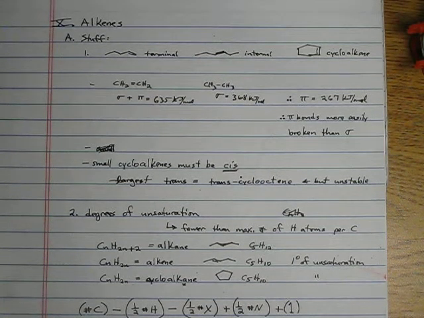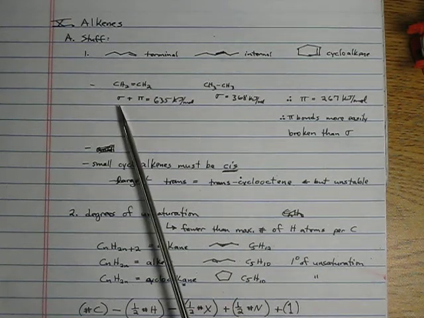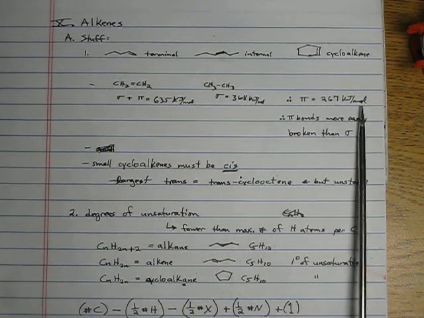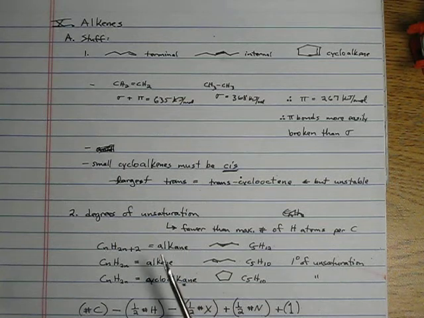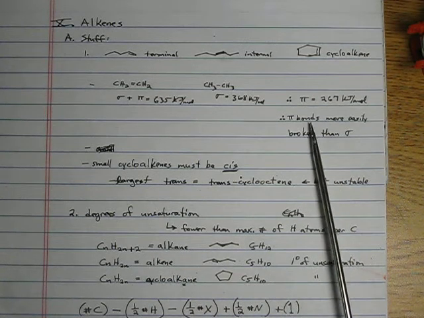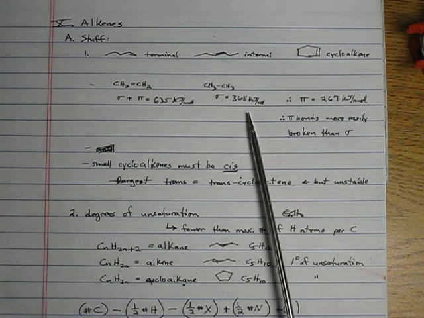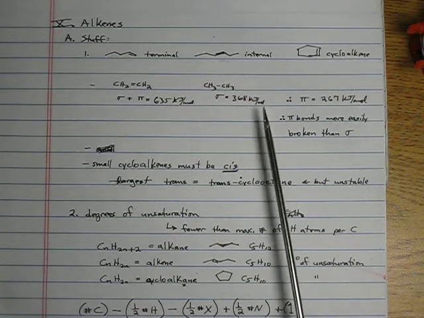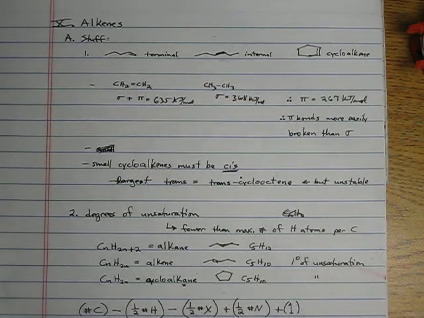Just doing a little quick math, if the sigma bond is 368, the pi bond must be 267 kilojoules per mole to get this total for the double bond, which means pi bonds are less stable than sigma bonds. Therefore, if you've got an alkene and you go to break that bond, the pi bond is weaker. The pi bond will break first.